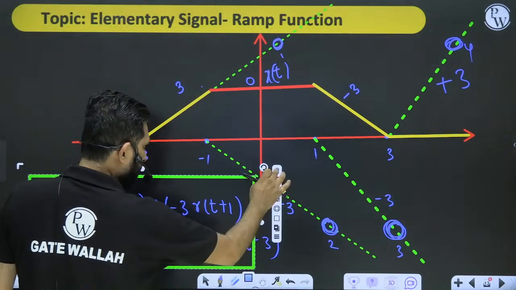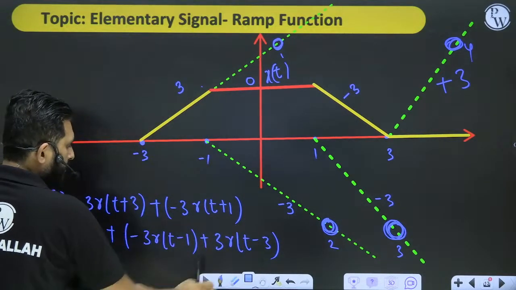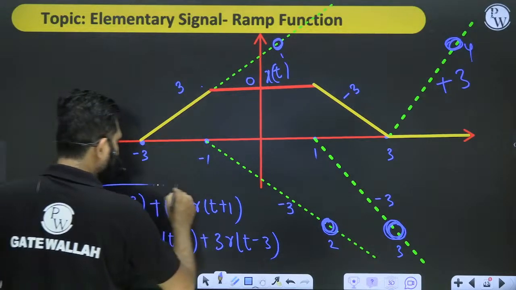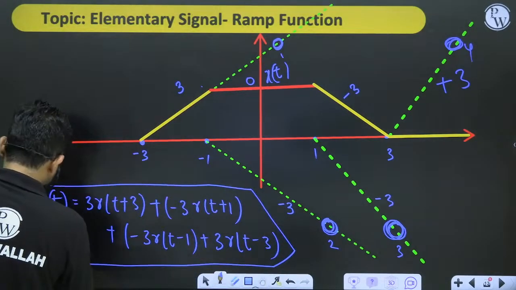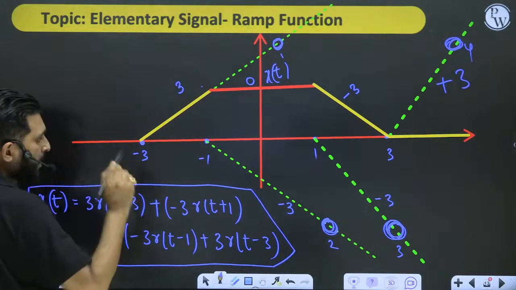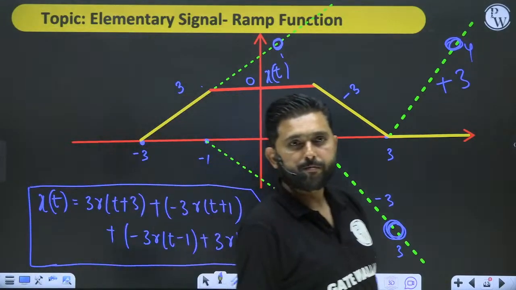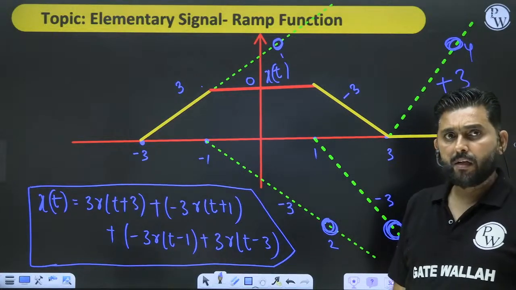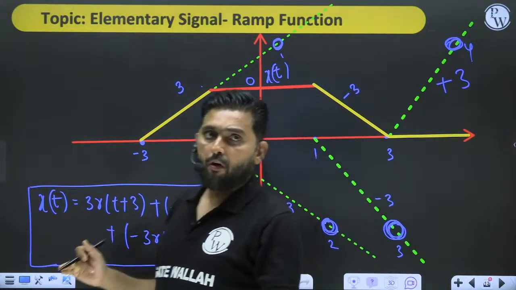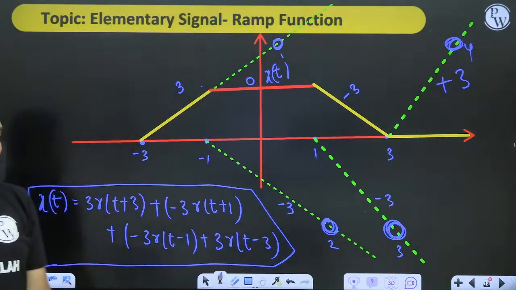forgive my drawing, it's okay. These 4 will give me, let me change the color. These 4 will give me a basic trapezoid function. This is the formation of nothing but my trapezoid from ramps.